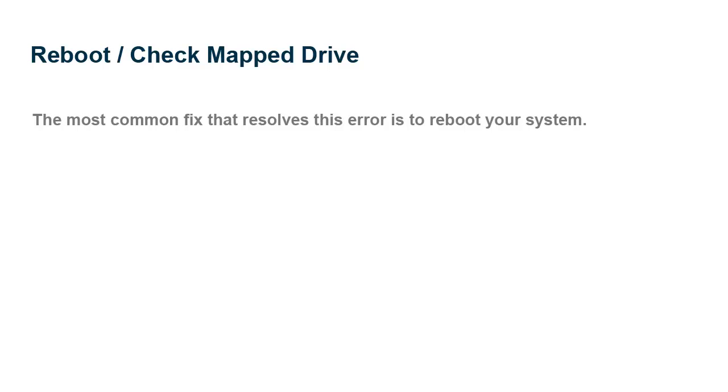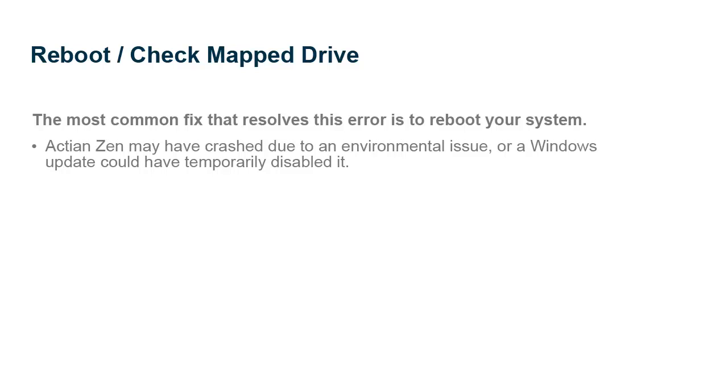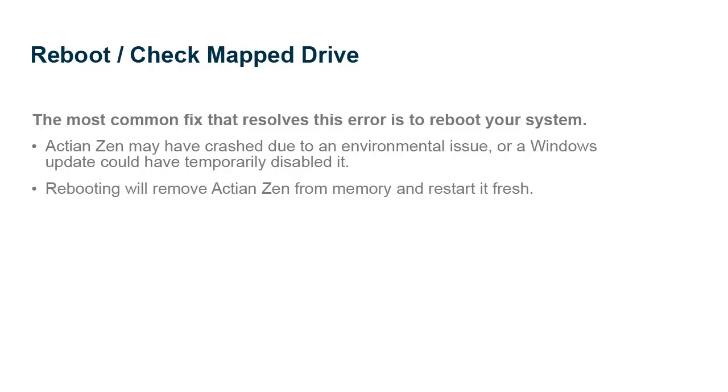The most common fix that resolves this error is to reboot your system. Actian Zen may have crashed due to an environmental issue, or a Windows update could have temporarily disabled it. Rebooting will remove Actian Zen from memory and restart it fresh. After rebooting, open Sage 50 to verify that the issue is resolved.